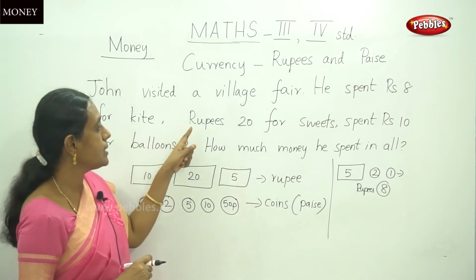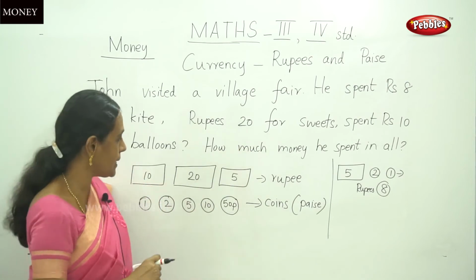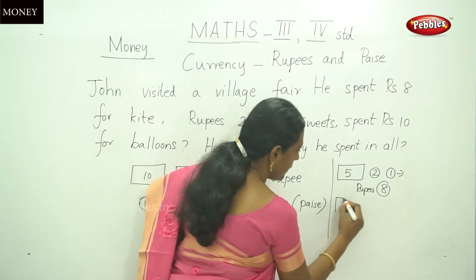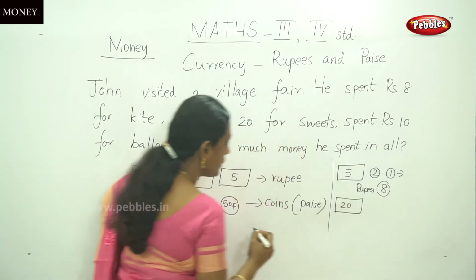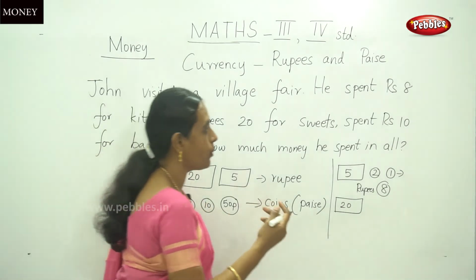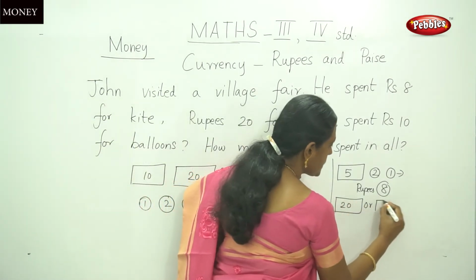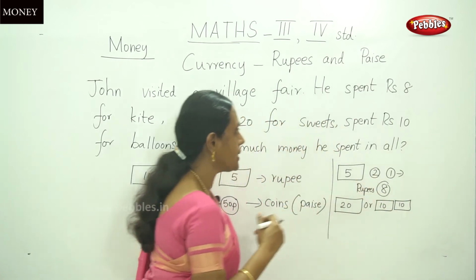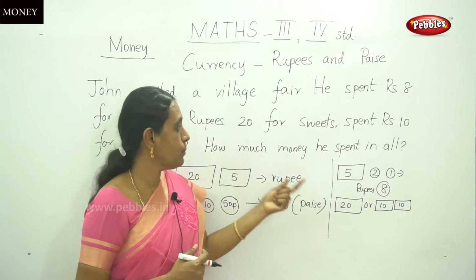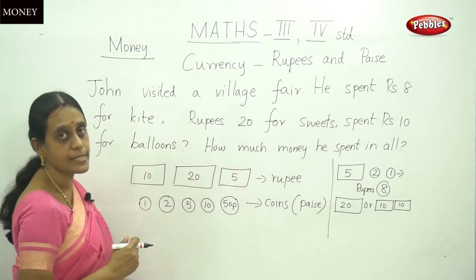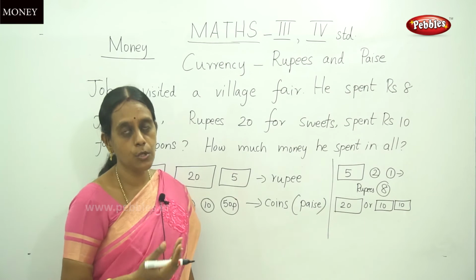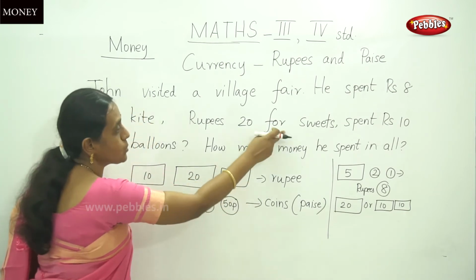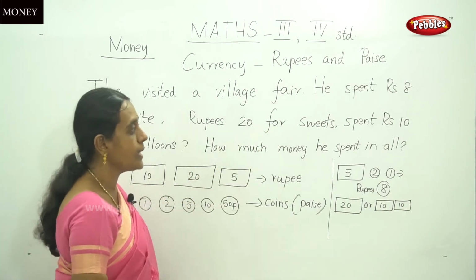Next he spent rupees 20 for sweets. Here exactly a 20 rupee note is available, or 2 ten rupee notes, since 10 plus 10 is 20. He gave 20 rupees to the shopkeeper and got his sweets.